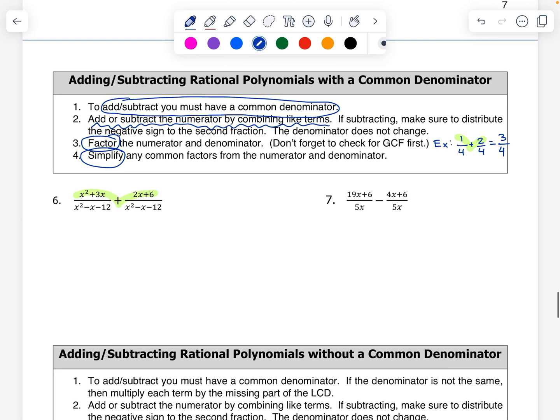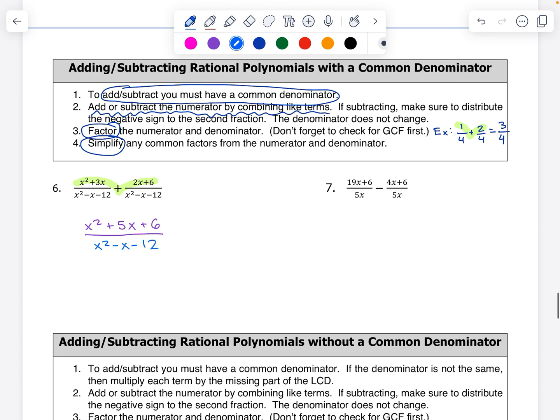Same thing in this next problem. We're going to add, where I highlighted in green, and that is going to become x squared. 3x plus 2x is a 5x plus 6. So we add the numerator, and the denominator stays the same, x squared minus x minus 12. You don't add the denominator, just the numerator.